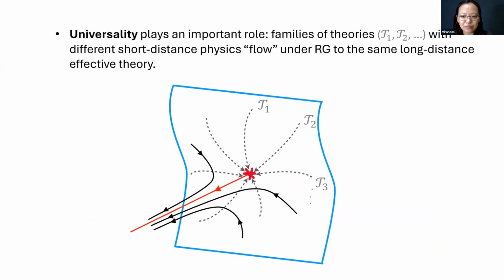All right. So as promised, I will not go into the detail of comparison between Polchinski RG and diffusion, although this can be made. So instead of doing that, let's go to the second point, which is universality. Universality, of course, in physics plays a very important role. So we have families of theories with different UV properties, but they all flow under RG to the same fixed point, if you want.